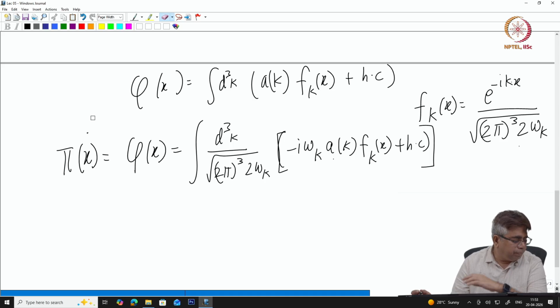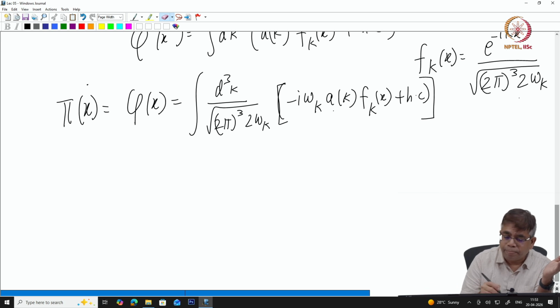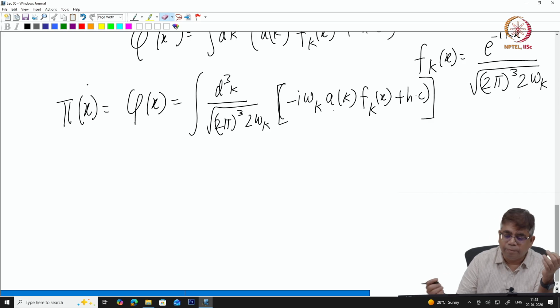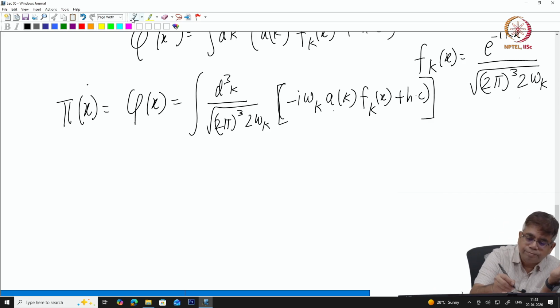Now I promised you that I will tell you the difference between how we started with the Klein-Gordon equation, and what is the difference between the Klein-Gordon field and the Klein-Gordon equation, the particle essentially. Now this is by definition a multi-particle system essentially.